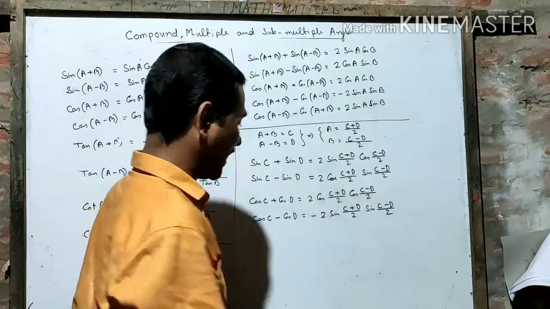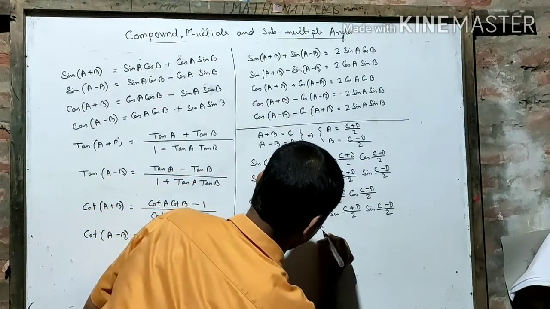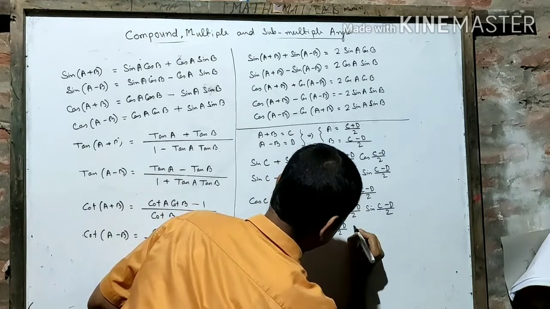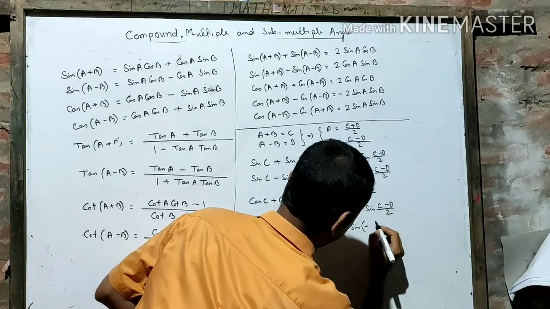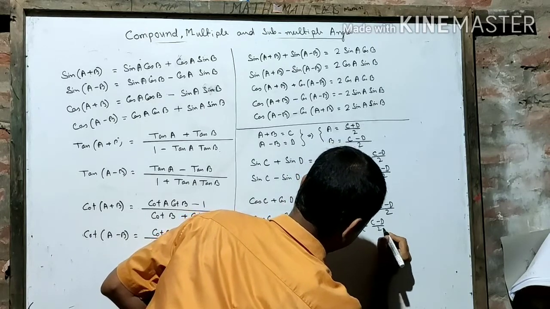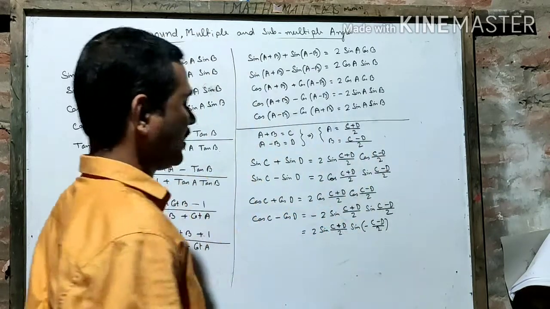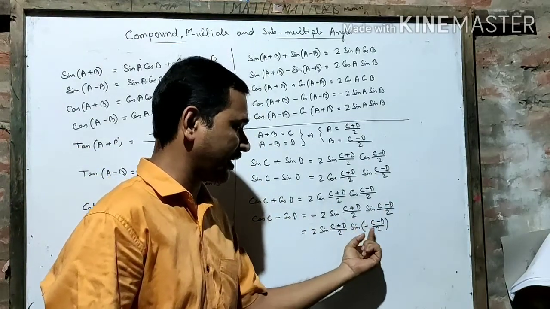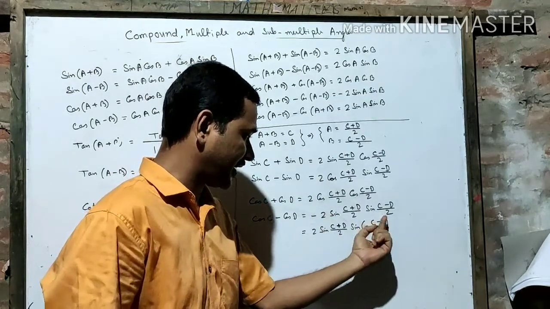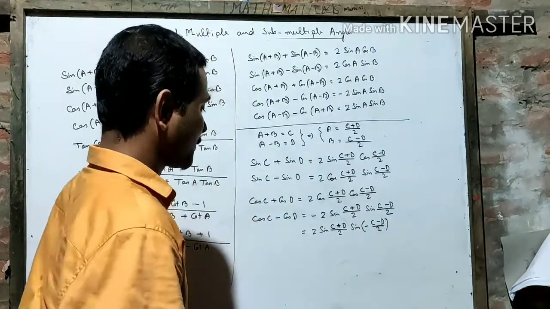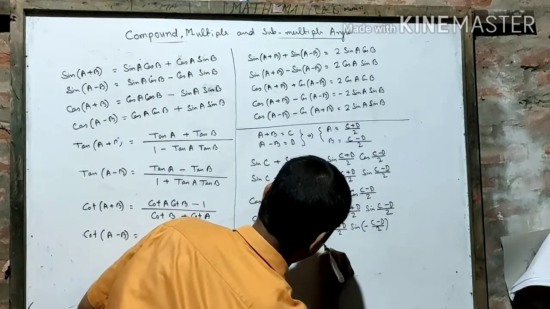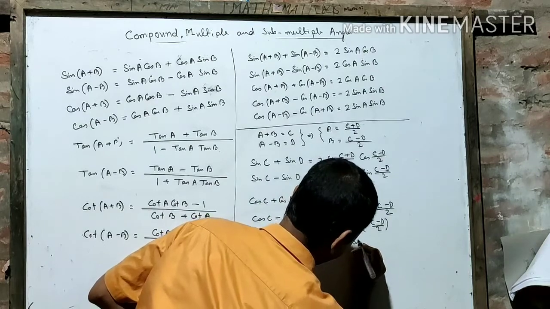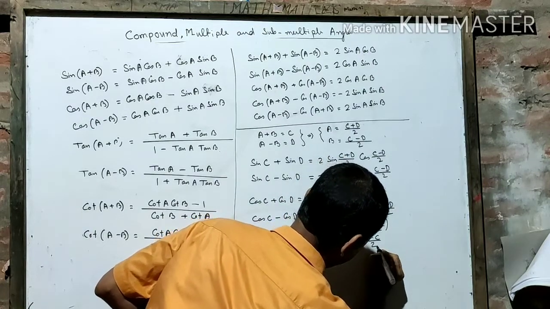Now you can adjust this minus like this: 2 sin (C plus D)/2 into sin of minus (C minus D)/2. Okay, what I have done? Minus sin (C minus D)/2. You know minus sin theta is equal to sin of minus theta. Is equal to 2 sin (C plus D)/2 into sin (D minus C)/2.